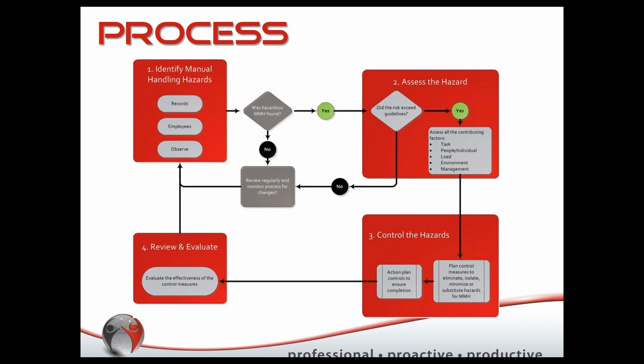I've got the example here of identifying a manual handling hazard, but this is anything: identifying your MSD hazard, identifying your slip, trip, fall hazard. It's a similar process. So basically, you're identifying the hazard. You're looking at incident records. You're looking at employee feedback. You are observing the job to identify those hazards. Do you see a hazard? Yes. Okay, you're going to assess it. No, you don't see a hazard? Well, okay, we're just going to monitor it. We don't need to go any further.